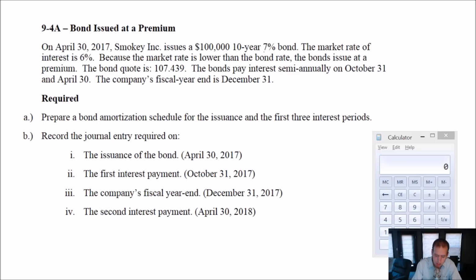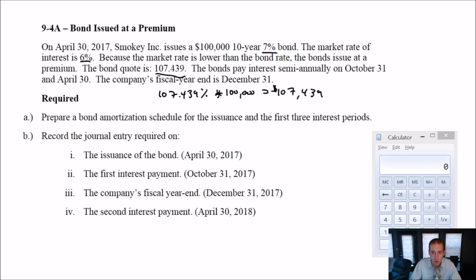So this is the interest rate we're promising to pay, 7%. The market rate is just 6%. So similar companies to Smokey are offering bonds at a rate of 6%. We're offering 7%. Obviously, the market is going to like that, and they are going to pay a premium. And they do. They pay 107.439% of the face value of what we were asking for. We were asking for 100 grand, and we got paid 107.439. We got paid 107% of what we were asking for.